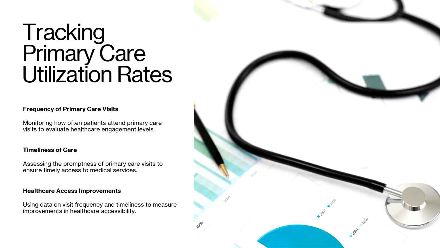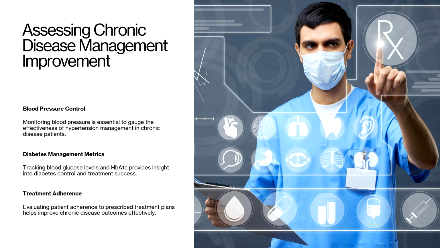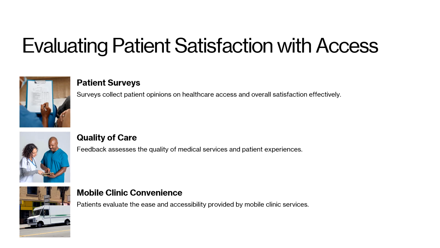Data on the frequency and timeliness of primary care visits within the target population to assess improvements in healthcare access. Indicators such as blood pressure control, diabetes management metrics, and adherence to treatment plans will be tracked to evaluate chronic disease outcomes. Feedback will gauge satisfaction levels with healthcare access, quality of care, and the convenience of mobile clinic services.